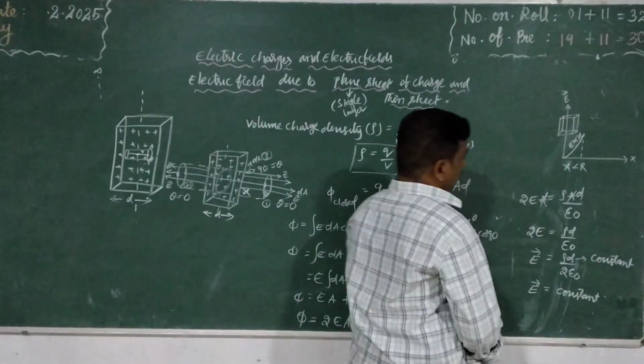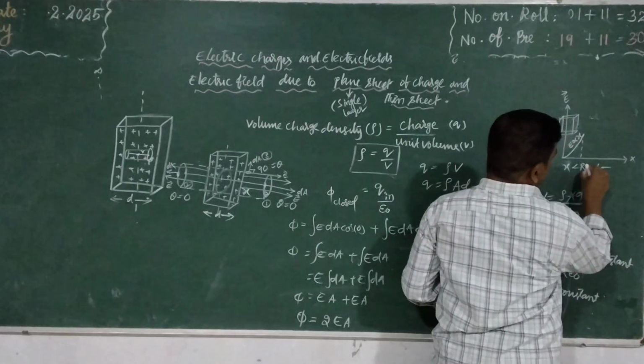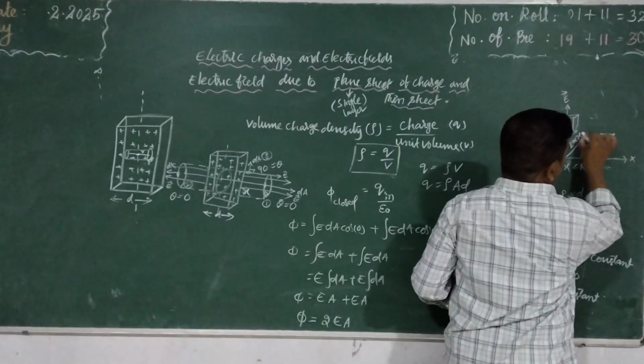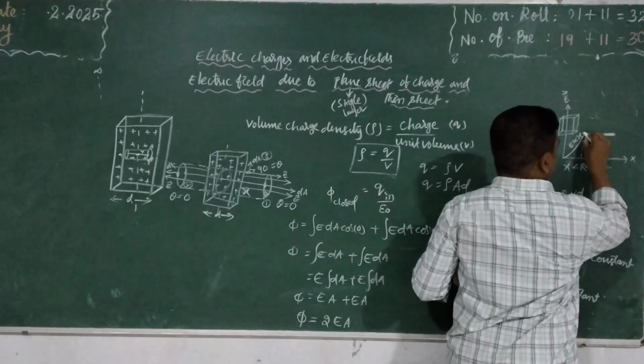Outside the surface, the electric field is constant, meaning the distance does not matter here. Outside the surface it is constant, and constant means the graph is parallel to the x-axis. This is the graph for a thin sheet.